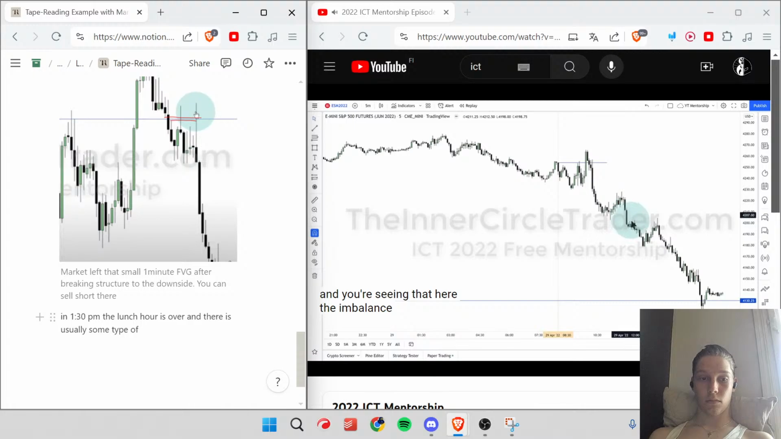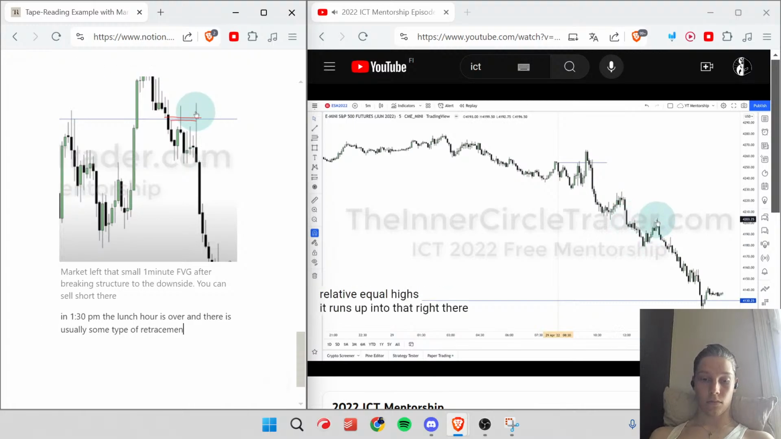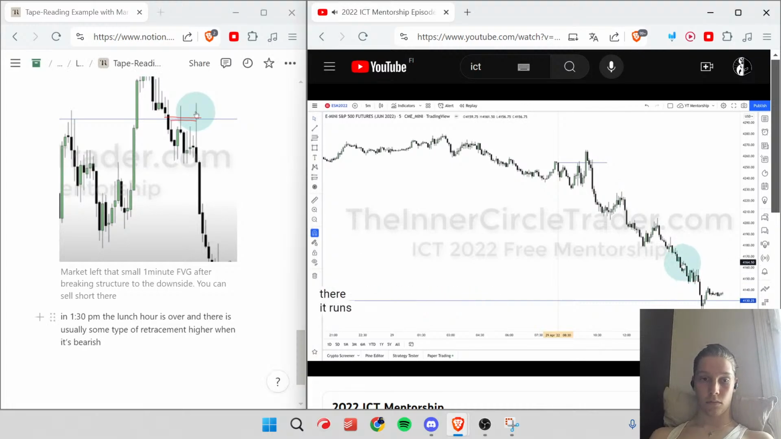The imbalance, relative equal highs, it runs up into that right there. That's an area you can get short on. Market delivers a run lower. Here's another little fair value gap in there. It runs up into that. That's a short.